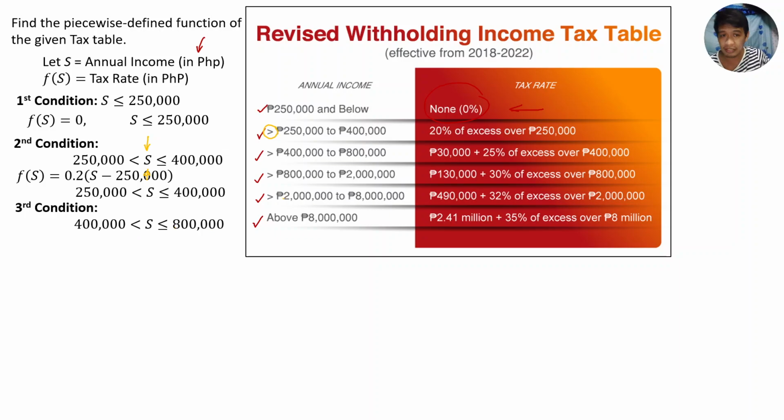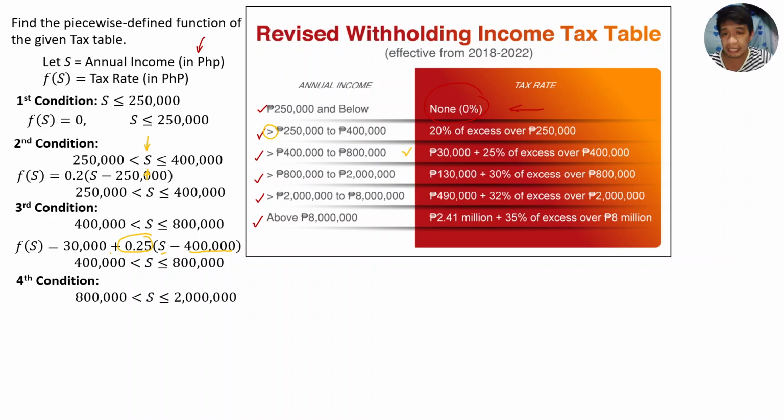So, sabi dito, magbabayad ng 30,000 plus kung may excess pa sa 400,000, 25% noon nung excess. So, that is 30,000 plus 25%, which is 0.25 multiplied by the quantity S minus 400,000. So, yung excess, multiply natin sa 0.25 at i-add natin sa 30,000. So, for that particular given interval.